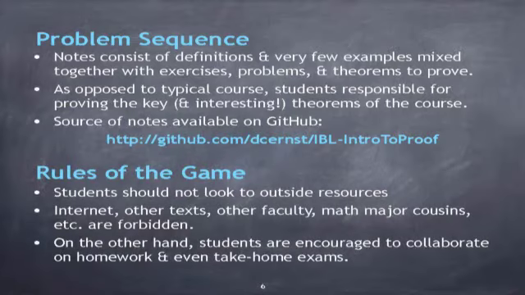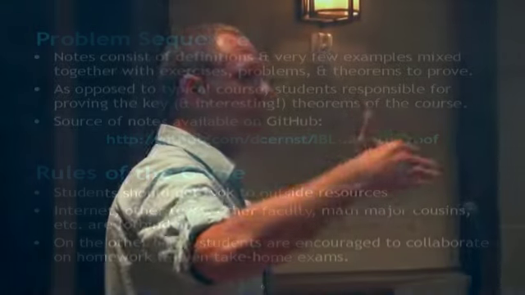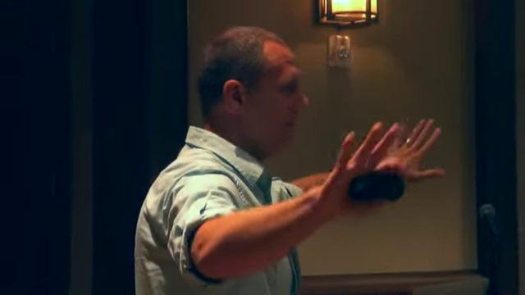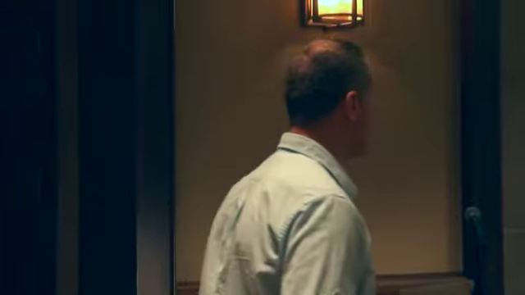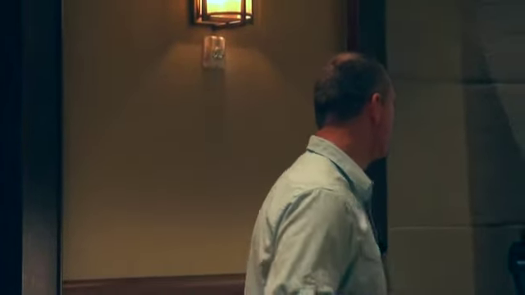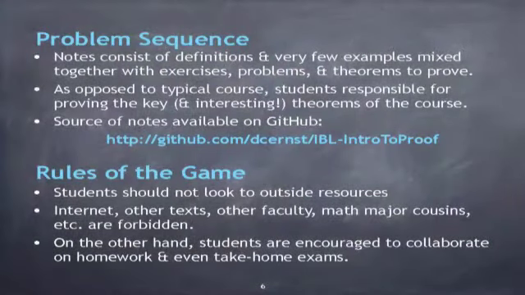What are the rules of the game? Well, I tell them right from the very beginning on day one that these are the rules we're going to abide by: students aren't supposed to look at anything outside our universe. Anything inside the universe is fair game. Anything outside our class is not. So I don't want them looking at Wikipedia, outside resources, their math major cousin, or their Sal Khan uncle, or whatever. All that outside stuff is forbidden. But anything in class is fair game.